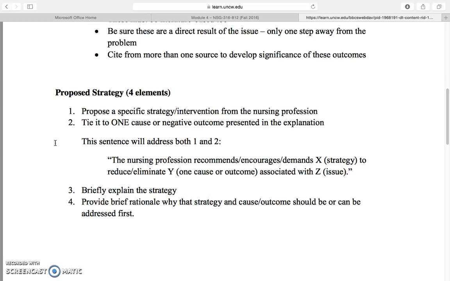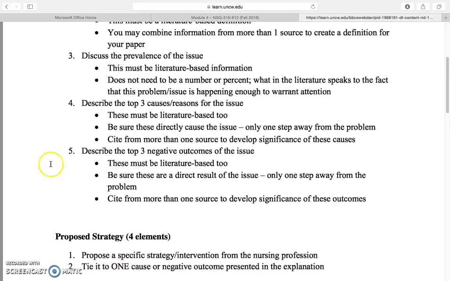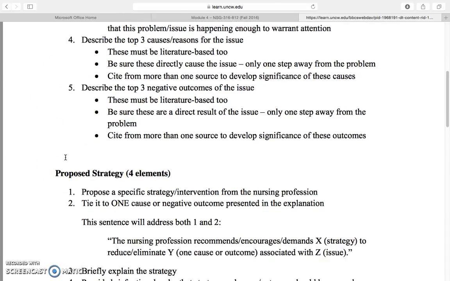I understand that many of you are nurses with several years of experience, or you may have a little bit less experience in nursing but a lot of life experience in other areas. So it's going to be easy for you to propose a strategy that you think may work to solve this problem. However, that's not appropriate for this assignment. What you need to do is find evidence or literature to support your strategy the same way that you found evidence and literature to discuss your prevalence, your causes, and your outcomes.